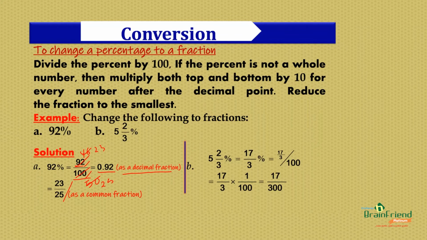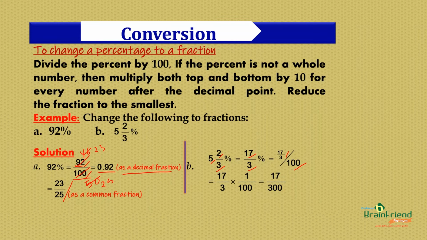For our second example, we have a mixed fraction, 5 whole number 2 over 3%. Now we must first convert it to an improper fraction. We multiply 3 by 5, that gives us 15, plus 2. So we have 17 over 3%. Now the next step is to divide 17 over 3 by 100.